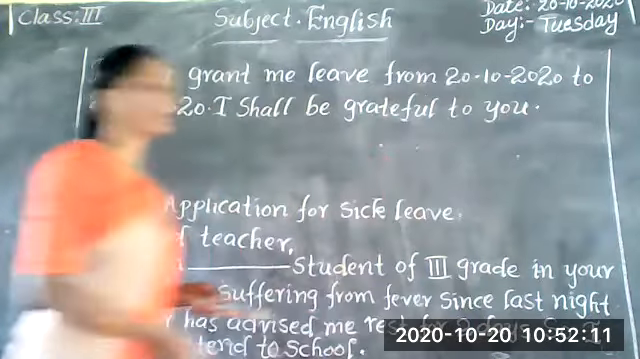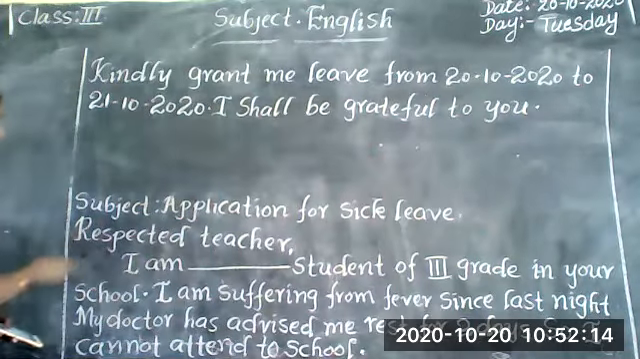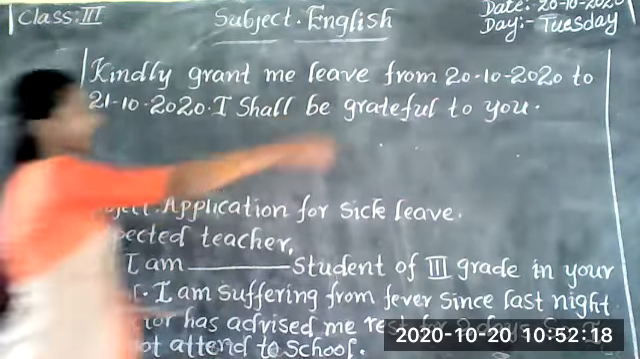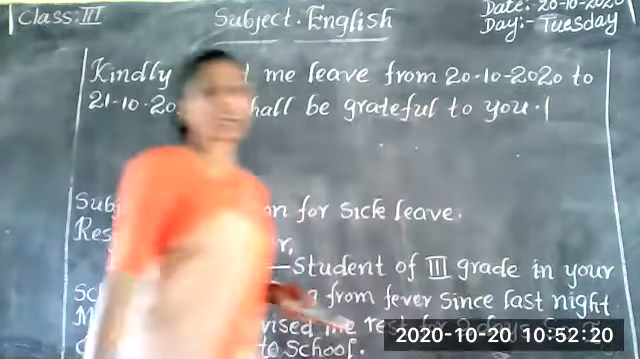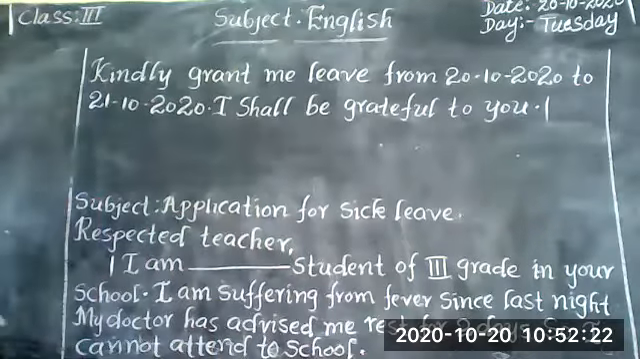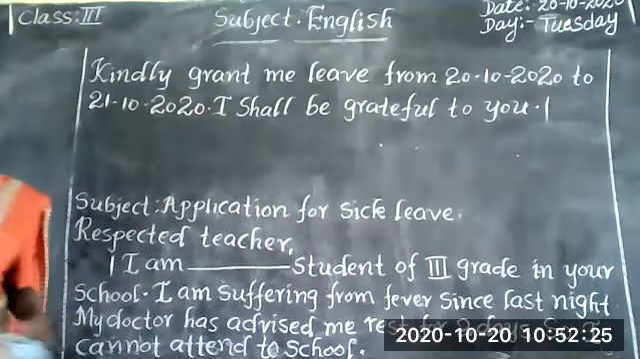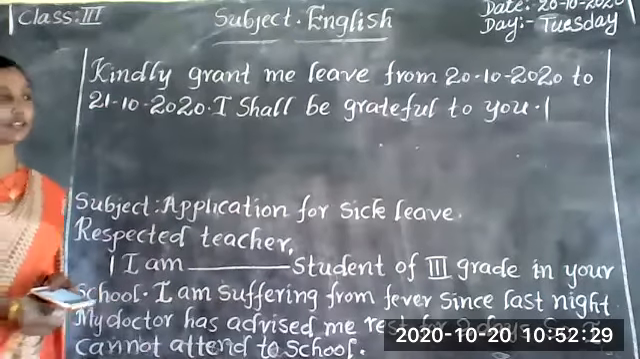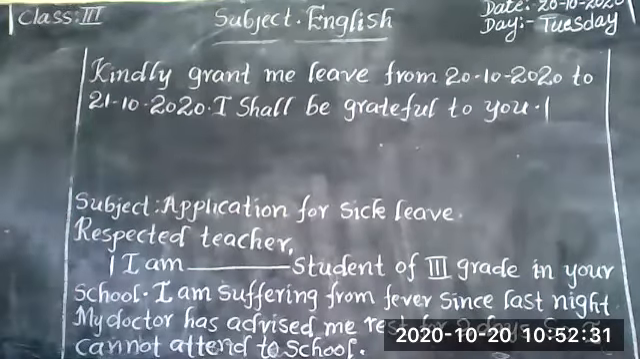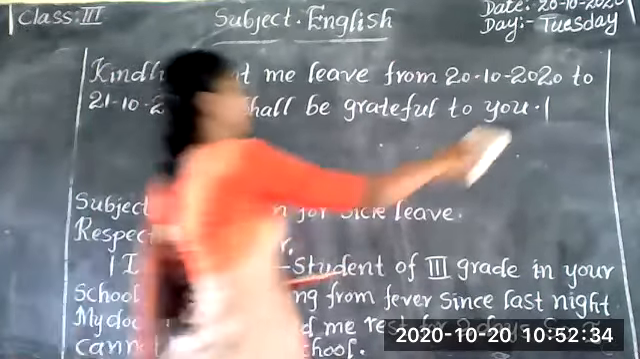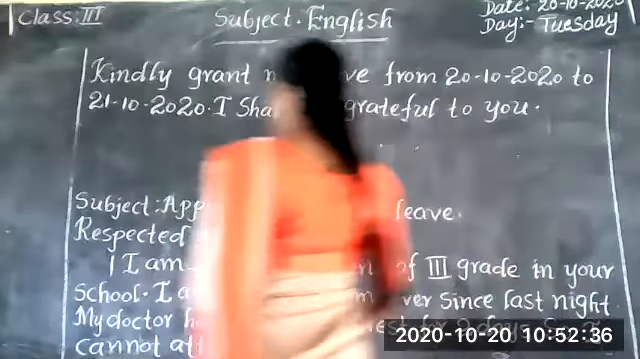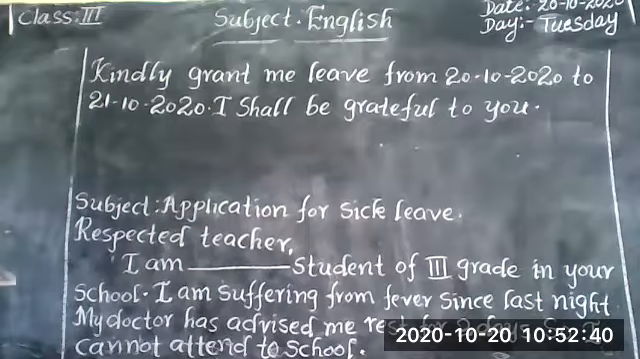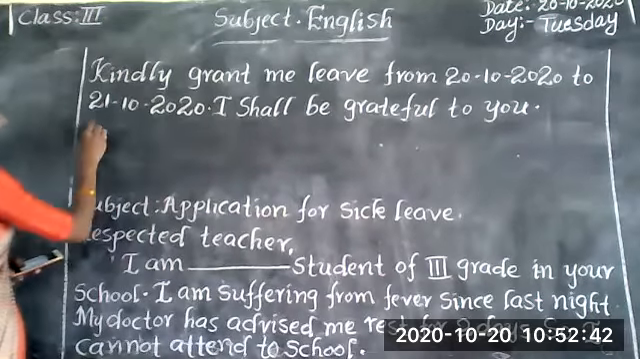Complete it. Okay? So, from here to here, this part is called the body of the letter. Okay? From here to there, that is called the body of the letter. So, after completion of the body of the letter, you should write the conclusion. That means you are going to complete the letter. Okay. What conclusion do we have to write here? Thanking you. You should say thanking you.